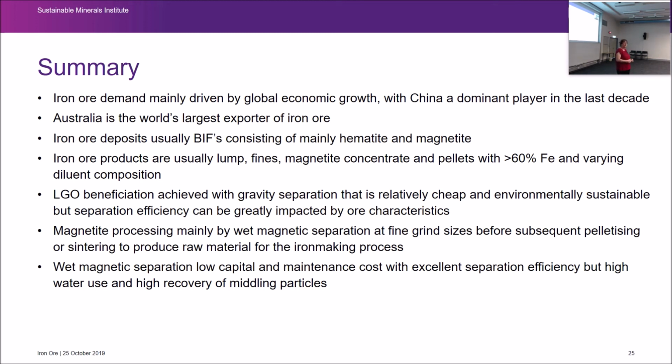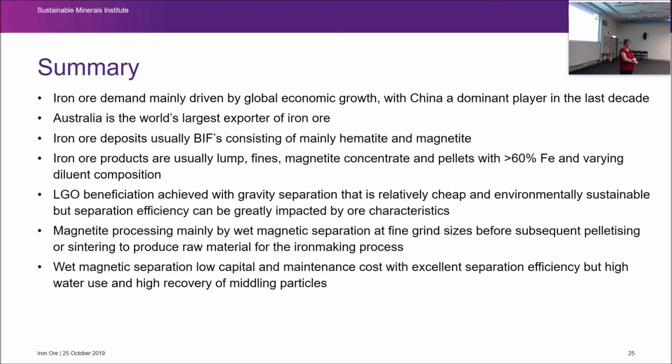Iron ore products are usually grouped into lump, fines, magnetite concentrate or pellets, all aiming for definitely above 60% Fe given current market conditions. And low-grade ore beneficiation is usually achieved using gravity separation, which is cheap, environmentally sustainable, but you have to really monitor separation efficiency by looking at your ore characteristics and your particle size that you're feeding into these units.